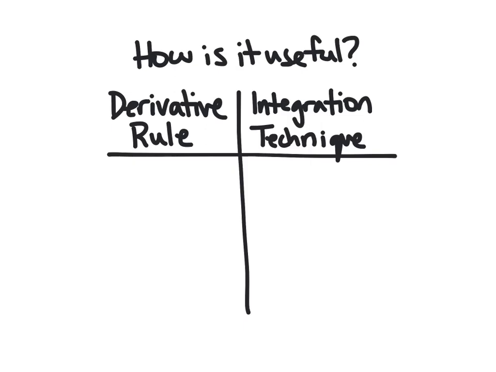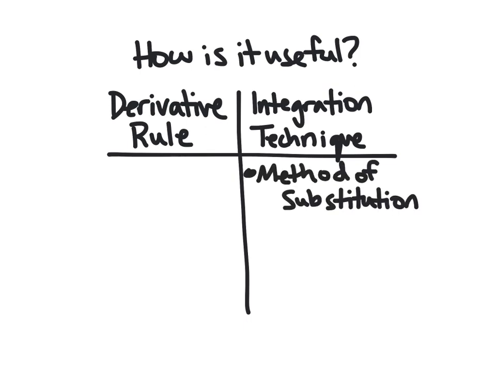So our main integration technique that we've learned so far, besides just the very basic antiderivatives, is the method of substitution. And the way we usually think of this is that this is the reverse chain rule. And so it kind of corresponds over here to the chain rule. Now, it's not going to be true that every integration technique we learn is directly linked to some derivative rule that we have, but it is true in this case.